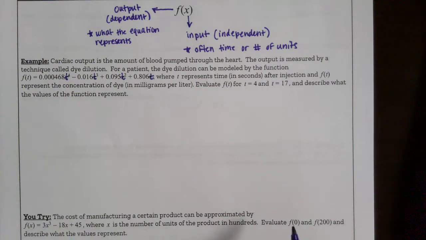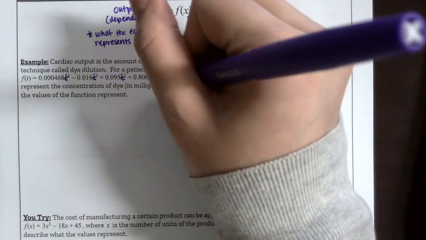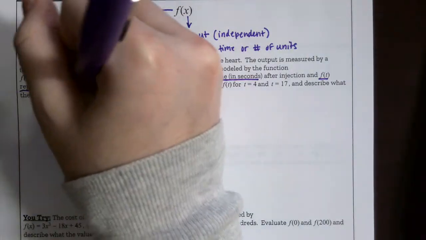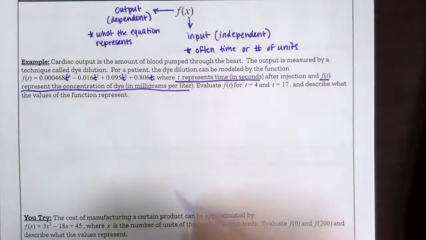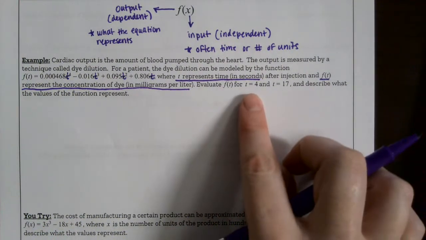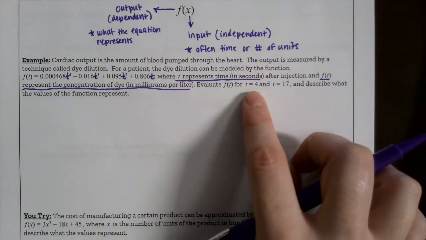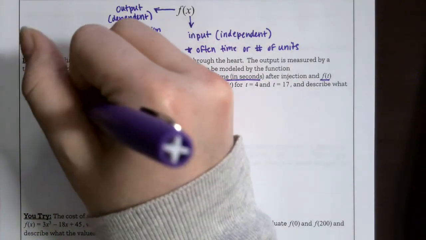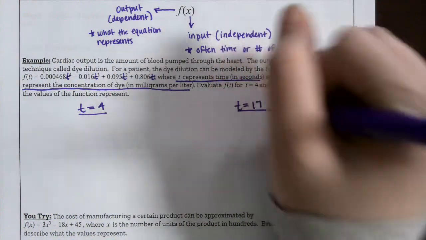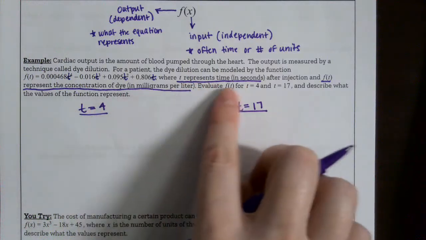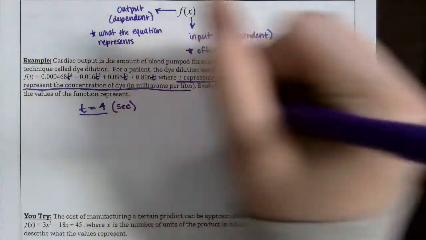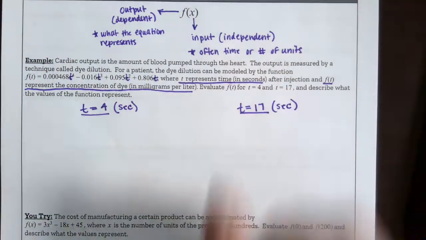And then I always want to underline what things represent. So it says t represents time in seconds, and f of t represents the concentration of dye in milligrams per liter. Those are the two things that we're talking about. And it asks us to evaluate f of t for two different t values, 4 and 17. So I'm going to make a little column. This is for t equals 4, and this is for t equals 17. And t are those time values. So I'm just going to put right here that this is in seconds, just so at the end I don't forget.